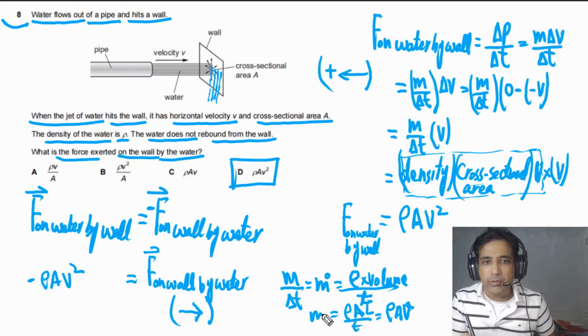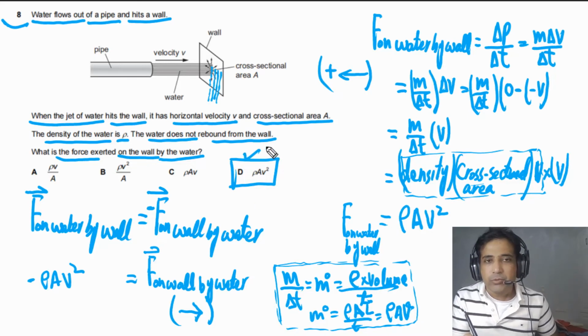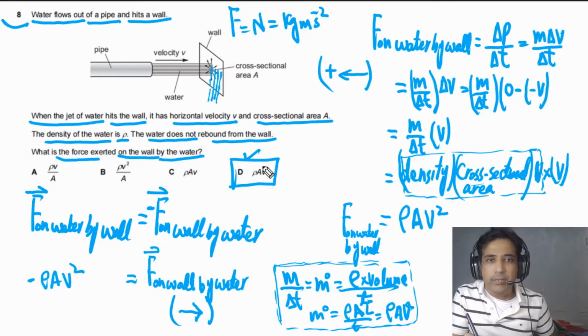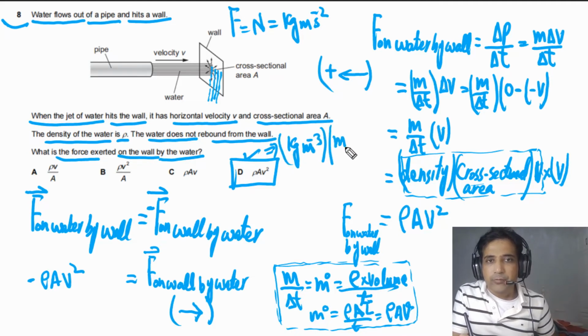But you can also find the answer to this question by just matching units. The unit of force is Newton, and in SI base units this is equal to kg meters per second squared. Now if you look at the units of this, this is kg per cubic meter, which is the unit of density, the unit of cross-sectional area is meter squared, and the unit of v squared is meter squared per second squared. Now if we simplify this, we get kg meter per second squared. So this is the right option.